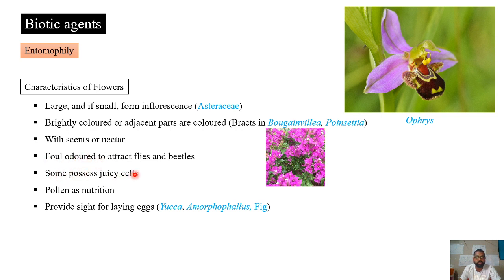And some possess juicy cells, and pollen also can be provided as nutrition to the insects, or the flowers may provide sites for the laying of eggs, which you can see in Yucca and Amorphophallus, where the flower is about 6 feet long. So it's one of the longest flowers you can see, and in fig also you can see this. So all these flowers provide the site for laying of eggs.